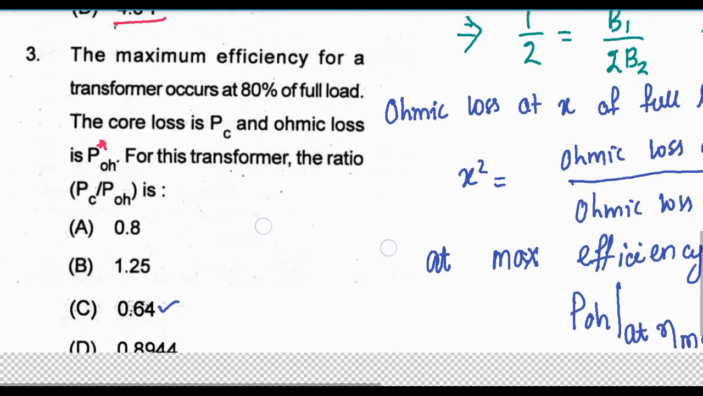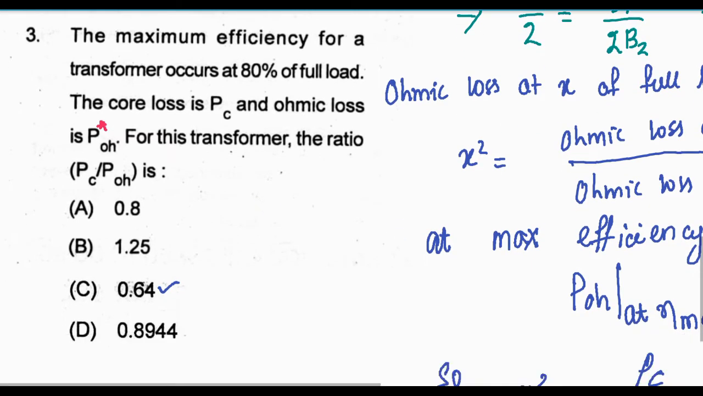Next question, question number 3. The maximum efficiency for a transformer occurs at 80% of full load. The core loss is PC and the ohmic loss is POH. For this transformer, the ratio PC by POH, that means core loss by ohmic loss, is dash.